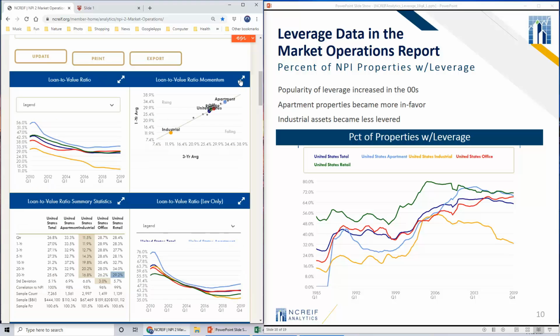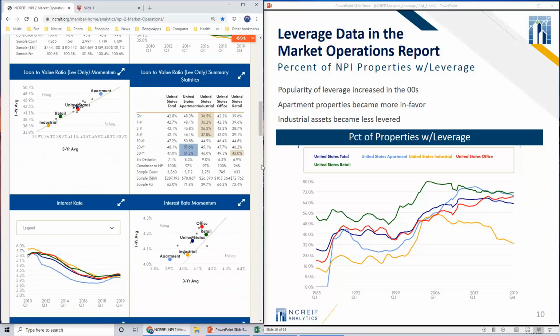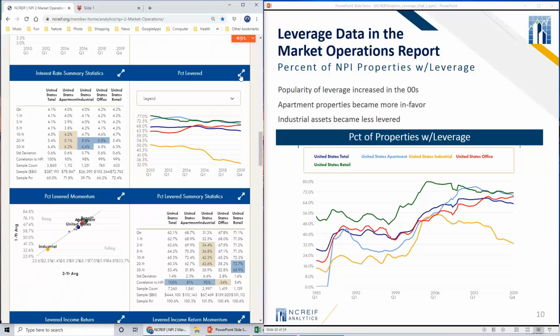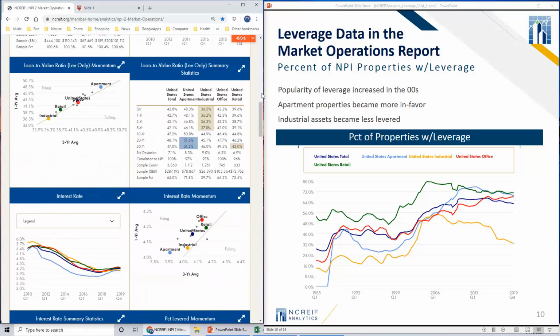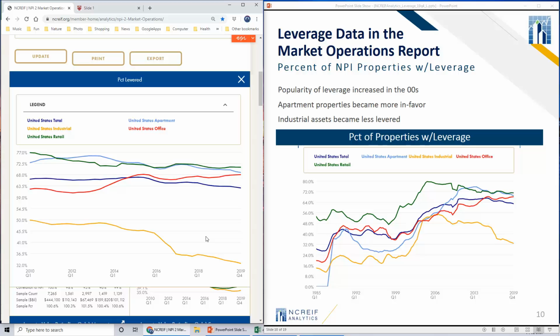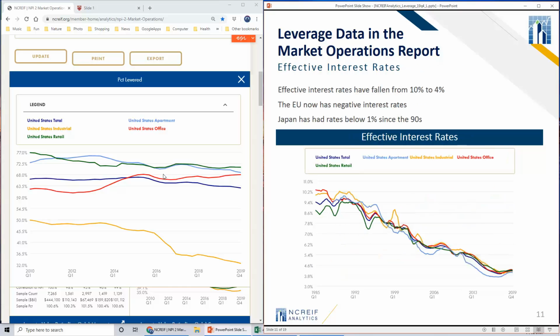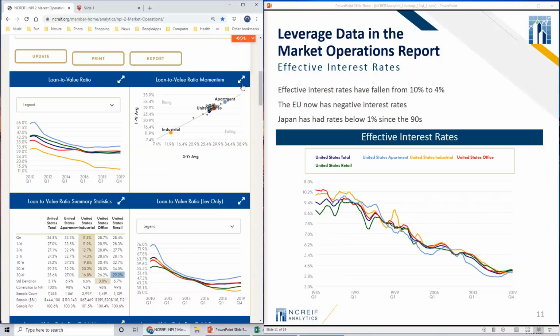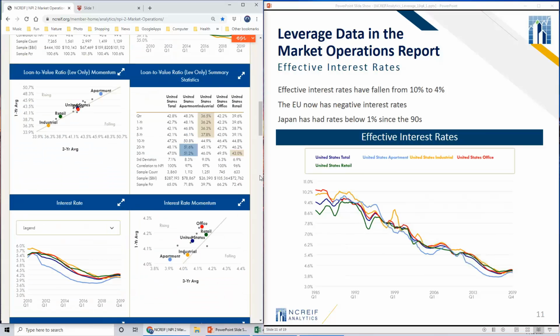This next chart explains the general rise in leverage and shows the percentage of properties in the NPI that hold leverage. Right away, we can see that the popularity of leverage increased from around 40% of properties having leverage in the 90s to near 70% today. Notice how apartment properties became more in favor as industrial assets became less levered, with only a third of industrial properties holding leverage. Note the interest rate spreads between these two sectors in the next chart.